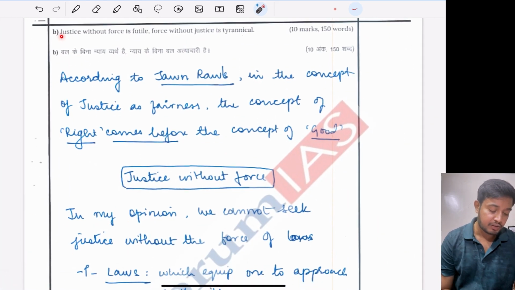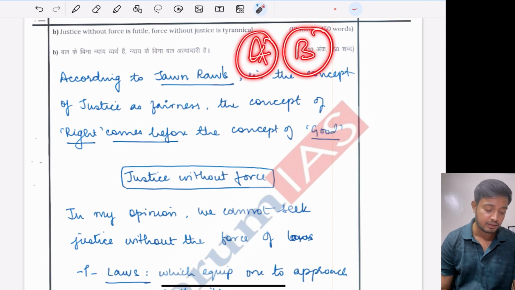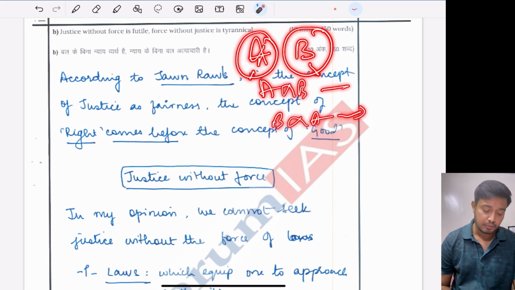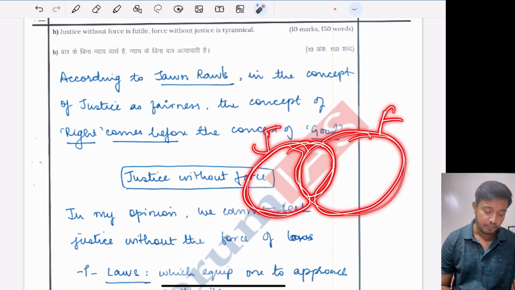Again, one thing which I want to teach you here is, whenever there are such kind of quotes, justice without force is futile, force without justice is tyrannical, if you condense them, basically there are two concepts, A and B. In this quote, A is justice, B is force. And it is saying A without B is one thing, B without A is another. So whenever such kind of quotes come, you can straight away use the Venn diagram concept. Here justice, here force. This part becomes the justice without force part. This is both justice and force. This is just force without justice. So justice without force is futile. You can quote it here. Force without justice is tyrannical. You can show it here. And both justice and force together, what it becomes, you can actually use it as synthesis for the conclusion.